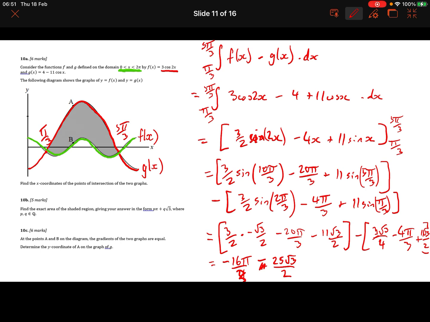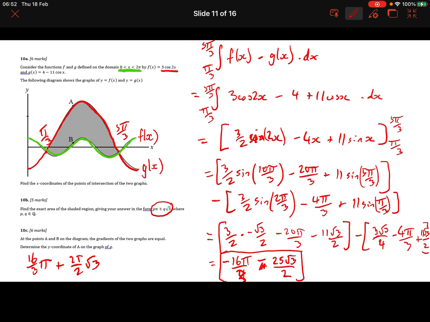So the answer is simply going to be 16 over 3 pi plus 25 over 2 root 3. And I've got confidence that I've got it right because it all matched up with the way that it was expected. Okay? So I hope that makes sense. It's hard to get all the finicky bits right, but entry into the question shouldn't have been a problem. So you should have picked up quite a few marks.